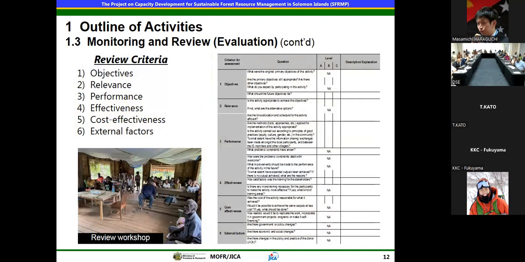Okay, for monitoring and review criteria, after the planning and implementation, there is a follow-up monitoring and review, where the criteria are as follows: the objectives, where the project checks the objectives of the activity, the relevance, performance, effectiveness, cost effectiveness, and the external factors.